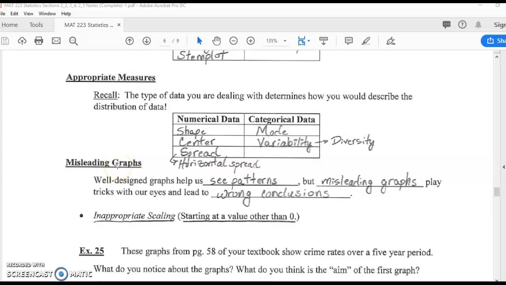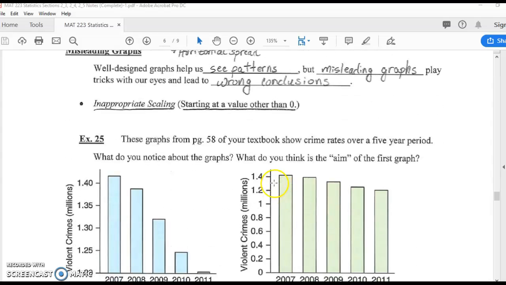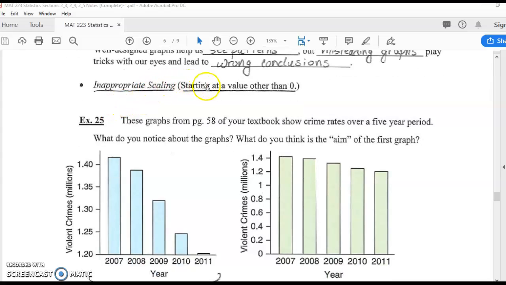Okay, now misleading graphs. Well-designed graphs help us see patterns, but misleading graphs play tricks with our eyes and lead to wrong conclusions. So here's some examples of some misleading graphs. The first type of thing you don't ever want to do is what's called inappropriate scaling. That means starting at a value other than 0.